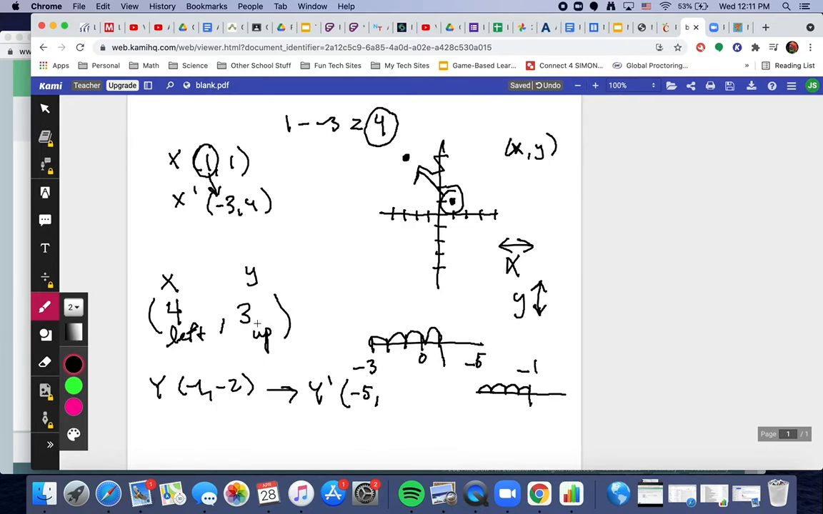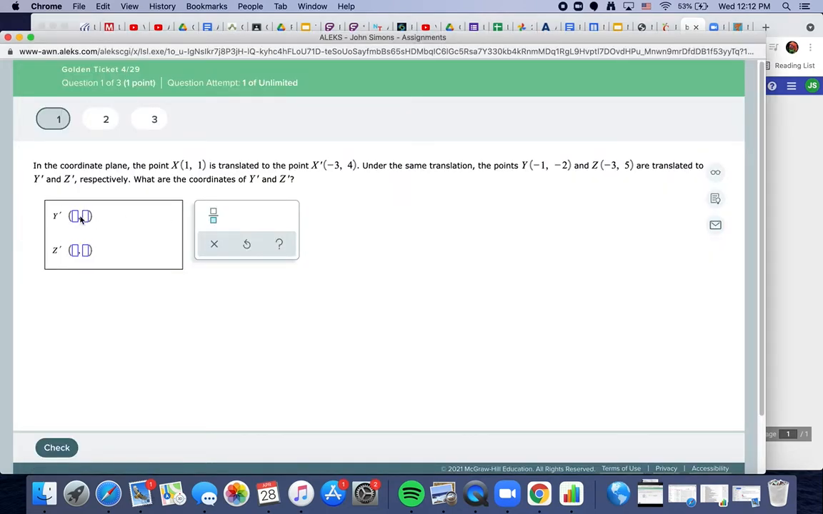Then if we're going 3 units up from -2, let's think about the number line going up and down like a thermometer. Maybe that'll help you guys. If this is 0 and this is -2, and I'm going up 3 units, you just go 1, 2, and then a third one, which puts you at 1. So let's put that in. So we got -5, 1. And we do the same thing with z.